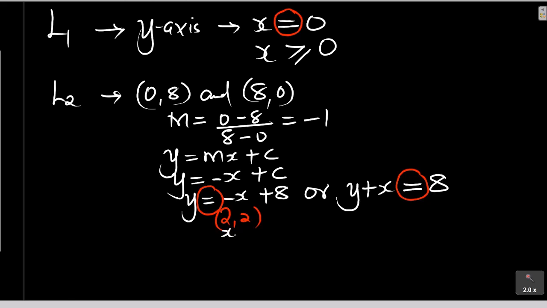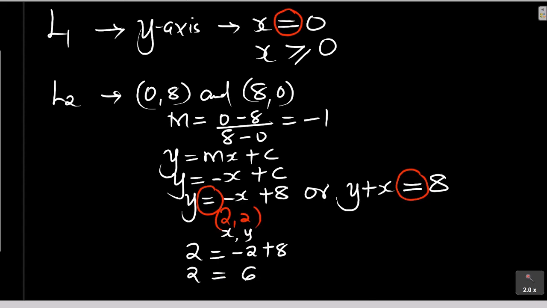So (2, 2). Then you know, x is 2, y is 2. Substitute these values of x and y in the equation of the straight line. So y is 2, x is 2. So this will be negative 2 plus 8. So this will be 2 is equal to 6.